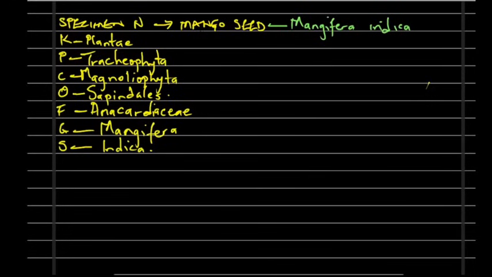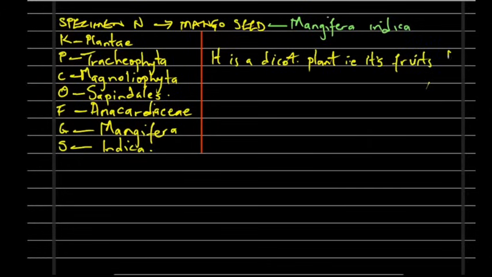So let us move further now, talking about other things that we want to discuss about the mango seed. So mango is a dicot plant. It is a dicot or dicotyledonous plant, meaning each of its fruits has a single seed.